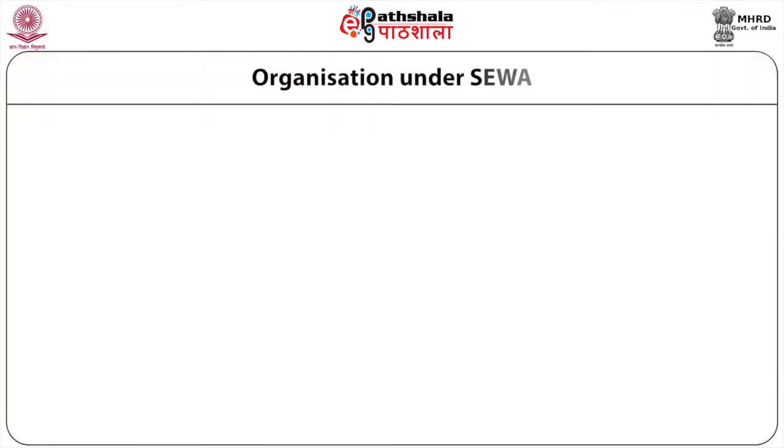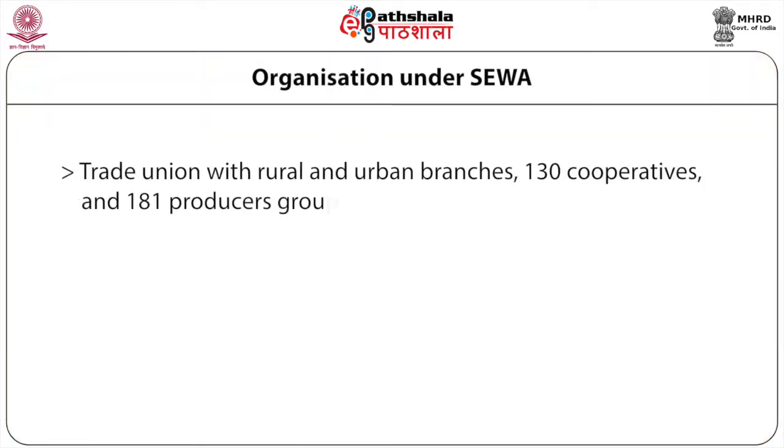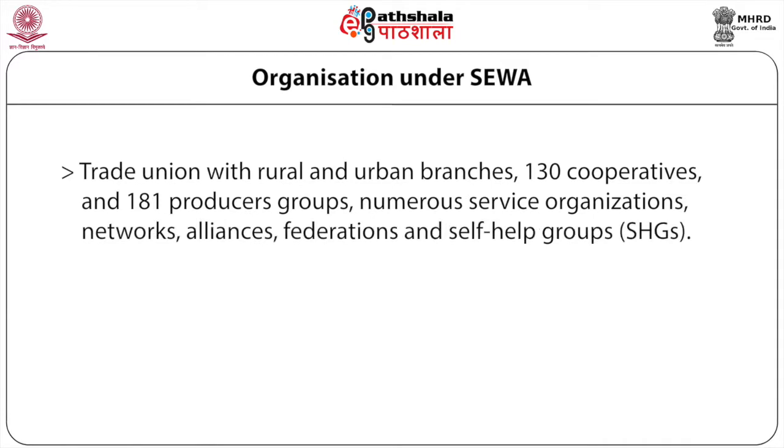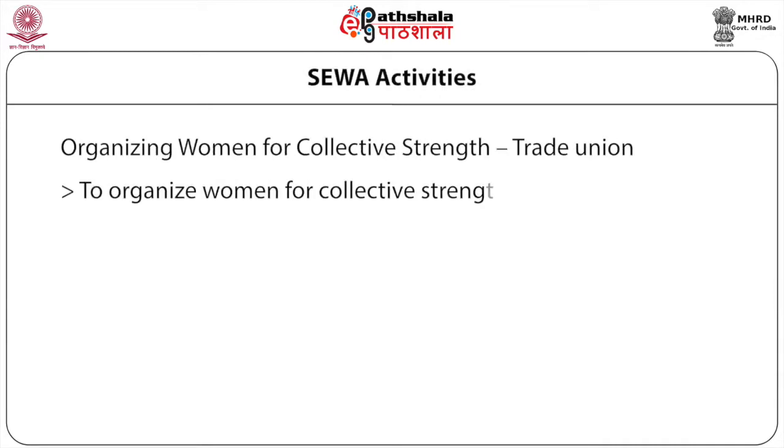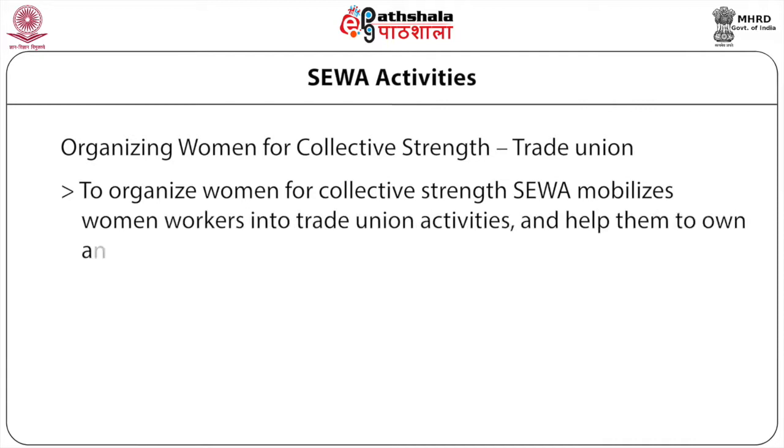Across this range of support and development activity, SEWA has developed diverse structures, including a trade union with rural and urban branches, 130 cooperatives and 181 producer groups, numerous service organizations, networks, alliances, federations and self-help groups. Organizing women for collective strength. To organize women for collective strength, SEWA's strategies are to mobilize and unite women workers into trade union activity and help them run their own cooperatives.